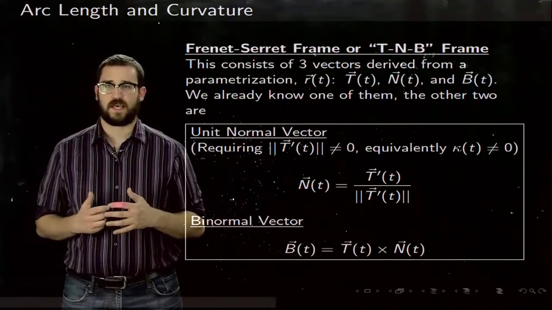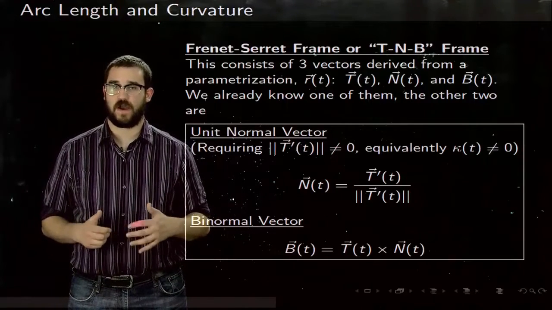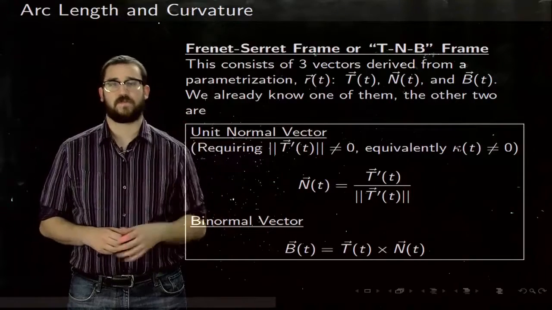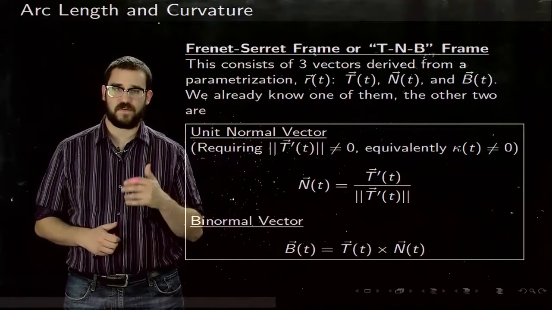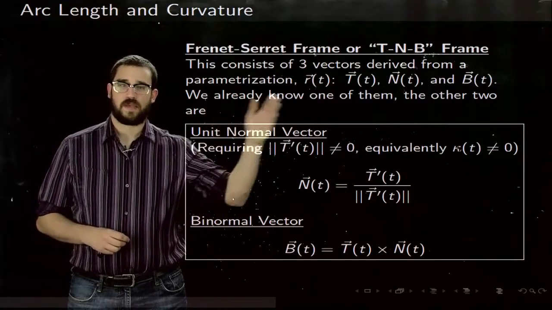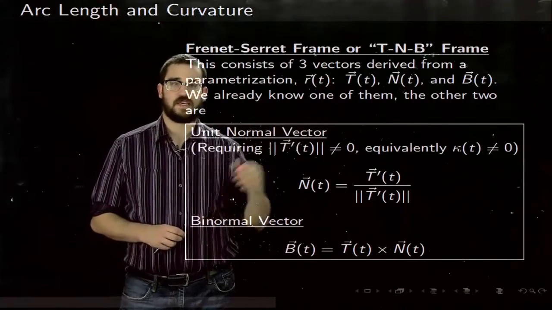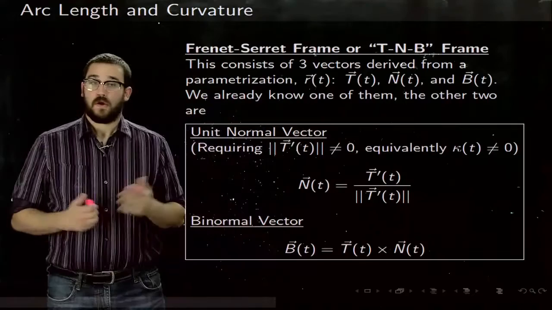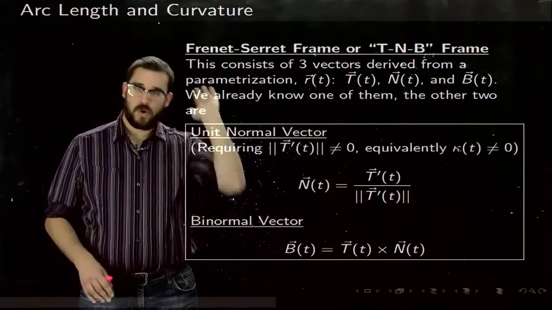Another important concept is the Frenet-Serre frame, or TNB frame. This consists of three vectors derived from the parameterization of r(t). We have T(t), N(t), and B(t). We already know one of them, so we're done there.